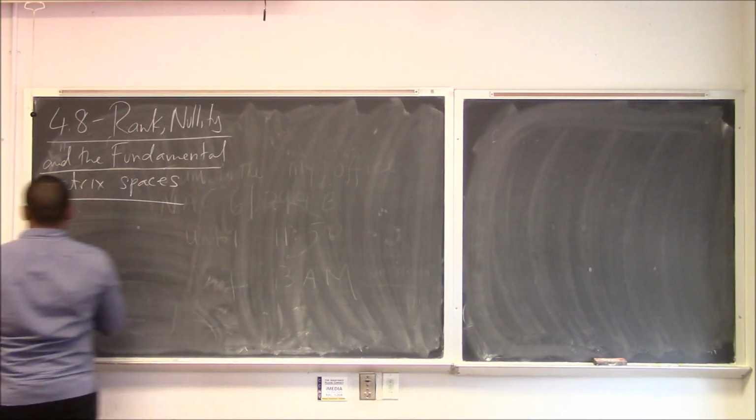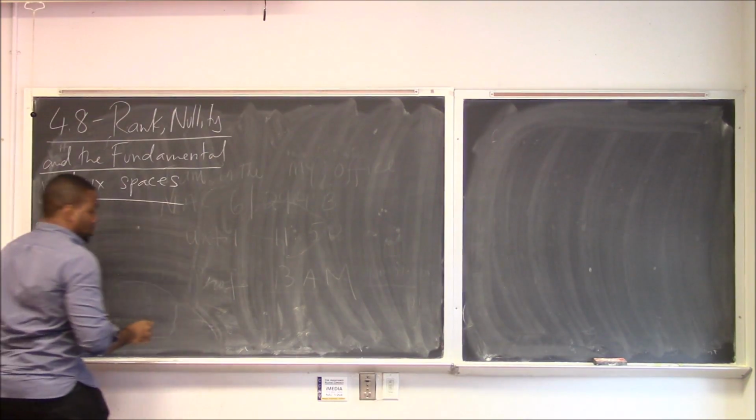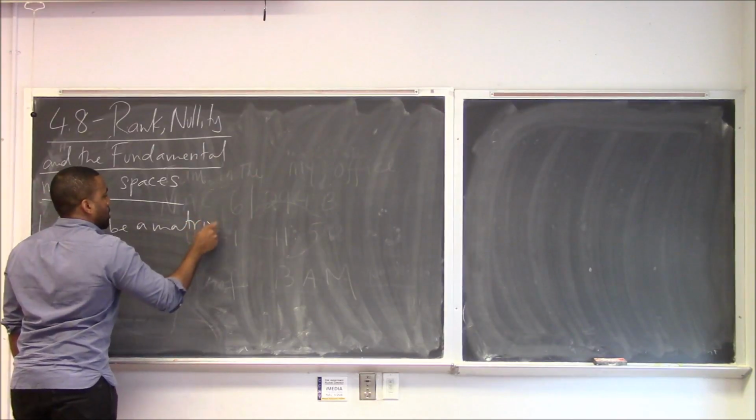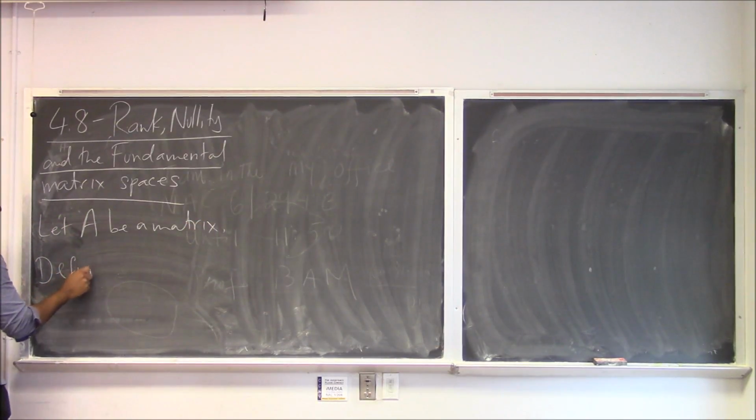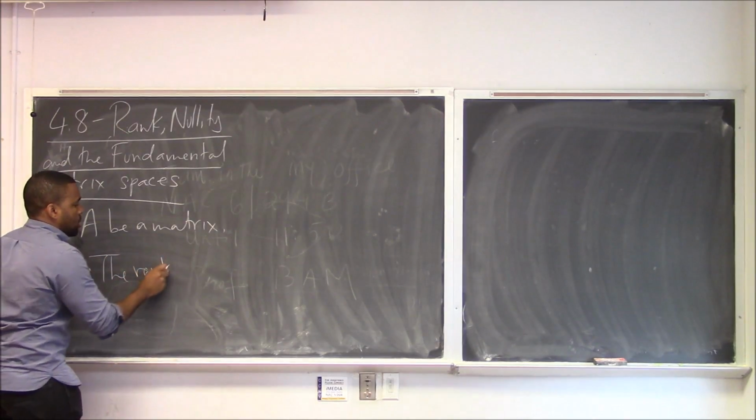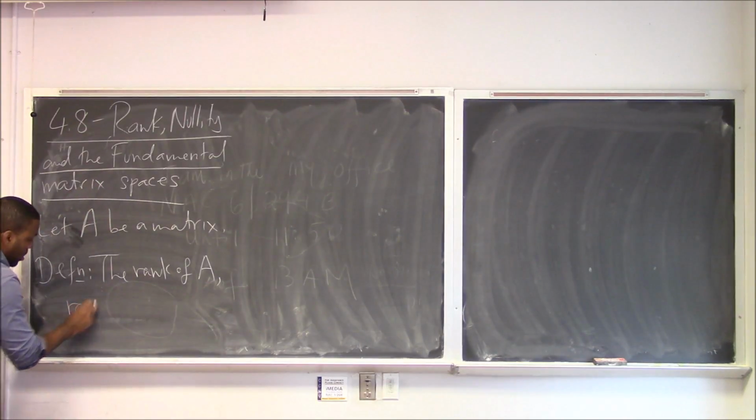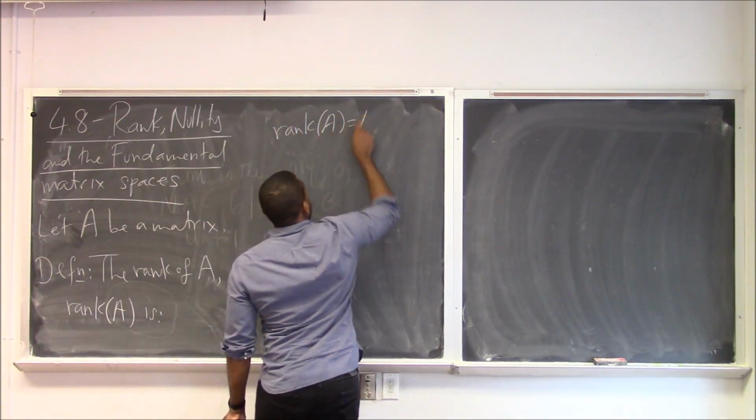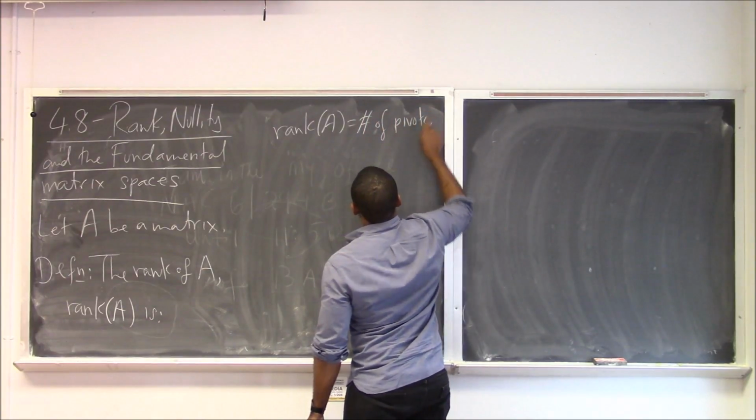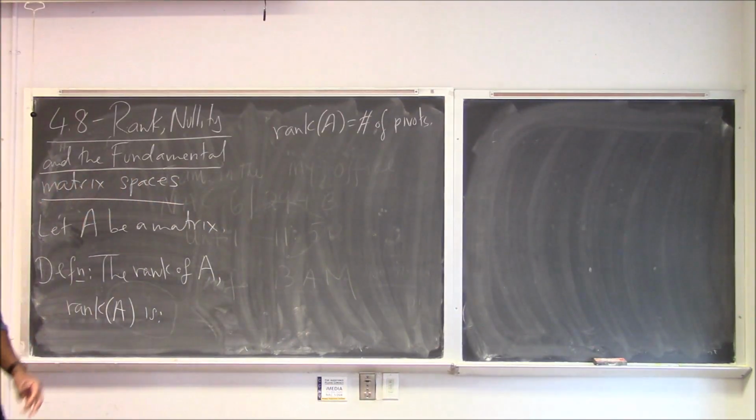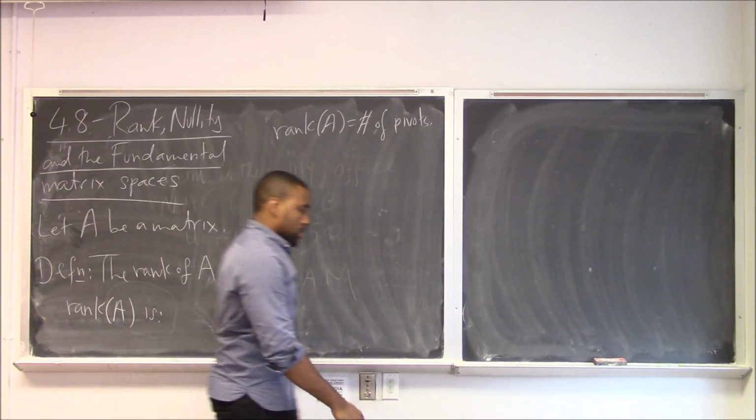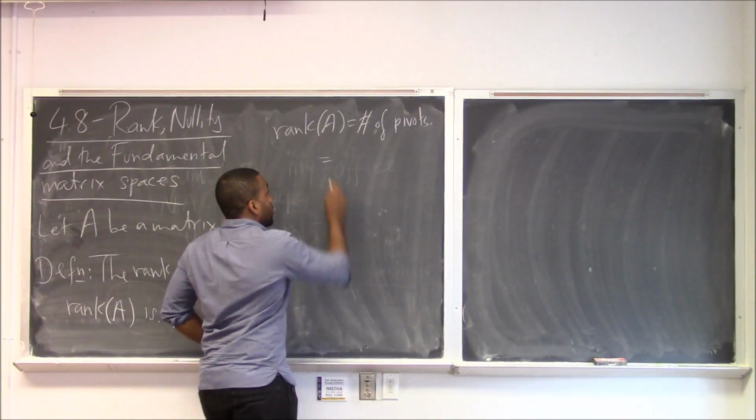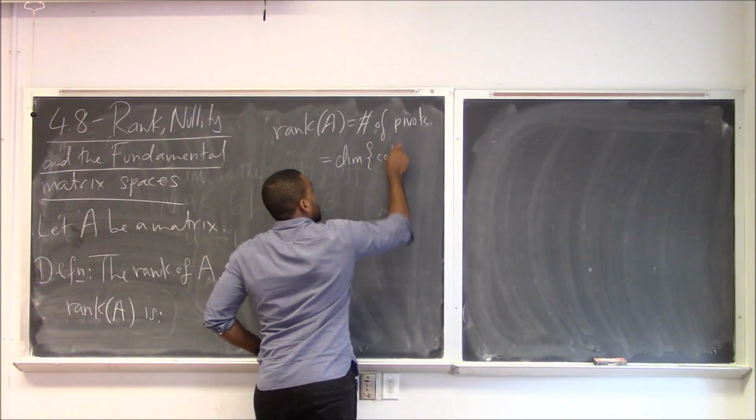Rank we've actually seen before. Anyone remember what we said the rank was? The number of pivots? Right. The rank was the number of pivots. How can you now rephrase that in terms of what we did last time in 4.7? We were talking about the column space, the null space, the row space, all that stuff. The dimension of the column space? It's actually the dimension of the column space of A.